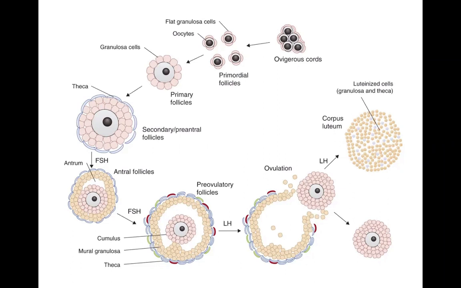I want you to understand this well. 3 things. Number 1, high levels of aromatase. Number 2, increased amount of LH receptors. Number 3, follicles that are responsive to low levels of FSH. Why?